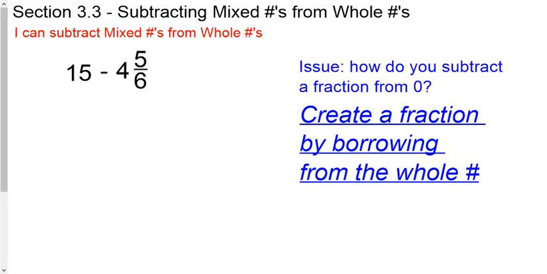Sometimes we come across a situation where you have to subtract a mixed number from a whole number. I'm still in the preference of setting it up vertically. So let's go ahead and do that. We'll rewrite the problem in a vertical setup.